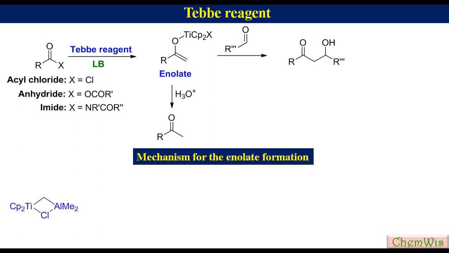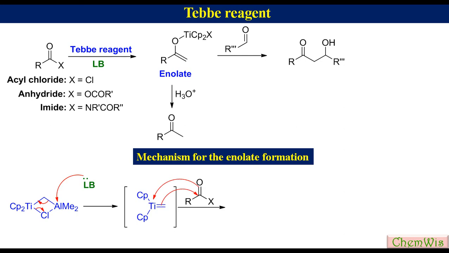We have already learned that coordination of base with the aluminium center of Tebbe reagent followed by ring opening produces titanium ylide, which reacts with the carbonyl group to produce oxa-titanocyclobutane. Elimination of the leaving group and breaking of the carbon-titanium bond leads to the formation of enolate.